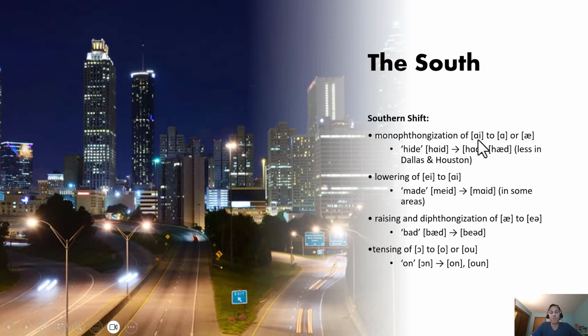Monophthongization. That's when you take a diphthong like "I", and in Southern English it gets turned into a flatter vowel, like "fried rice". So you can say "hide" as "had" or "hahd", depending on where you are. There are differences in various regions of the South, which are more discernible to people from the South.